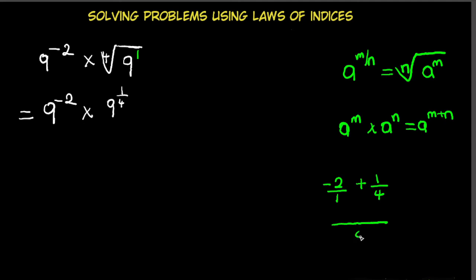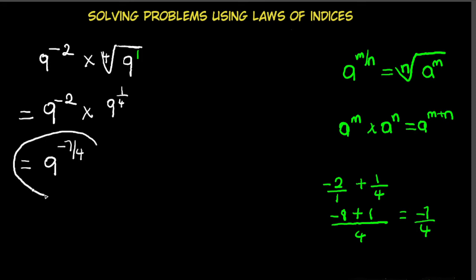Common denominator is 4. 1 into 4 goes 4 times. 4 times negative 2 is negative 8, plus 4 into 4 goes 1 times. 1 times 1 is 1. Our answer here is negative 8 plus 1 is negative 7 over 4. And as such, our answer here is 9 raised to the power of negative 7 over 4. And this is our final answer.